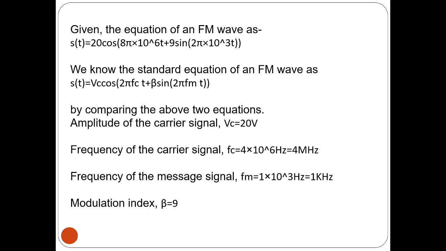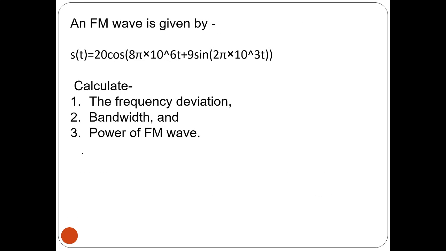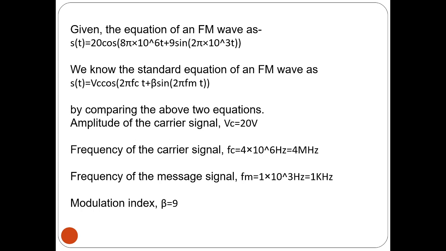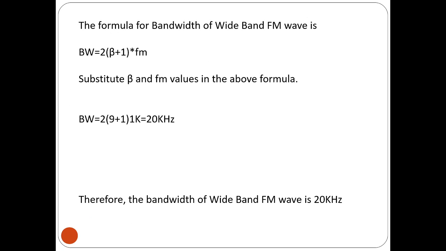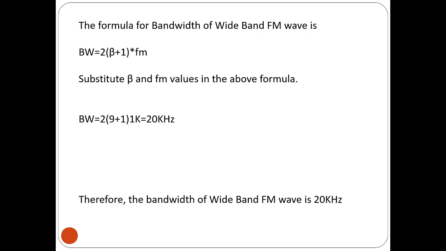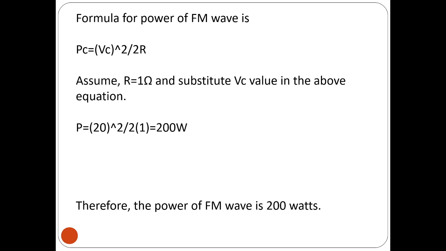So they have asked us three values. The frequency deviation, we are getting frequency deviation as 9 kilohertz. They have asked about bandwidth. Bandwidth is 20 kilohertz. And lastly, power of this FM signal, which is coming as 200 watt. So we have found all three values.